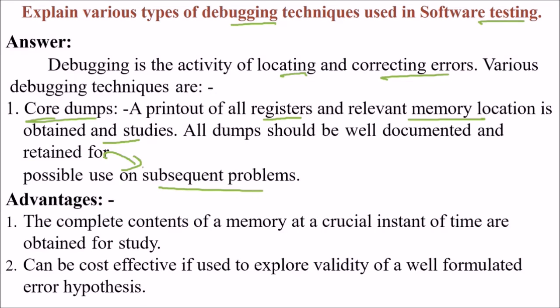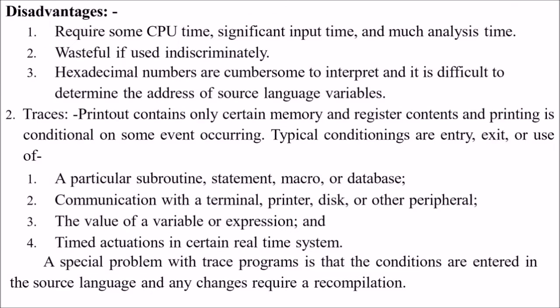The advantage of this code dump is that the complete contents of memory at a crucial instant of time are obtained for study, and this can be cost effective if used to explore the validity of a well formulated error hypothesis. The disadvantages: it requires some CPU time, significant input time, much analysis time, and is wasteful if used indiscriminately. Hexadecimal numbers are quite cumbersome to interpret and it is difficult to determine the addresses of source language variables.